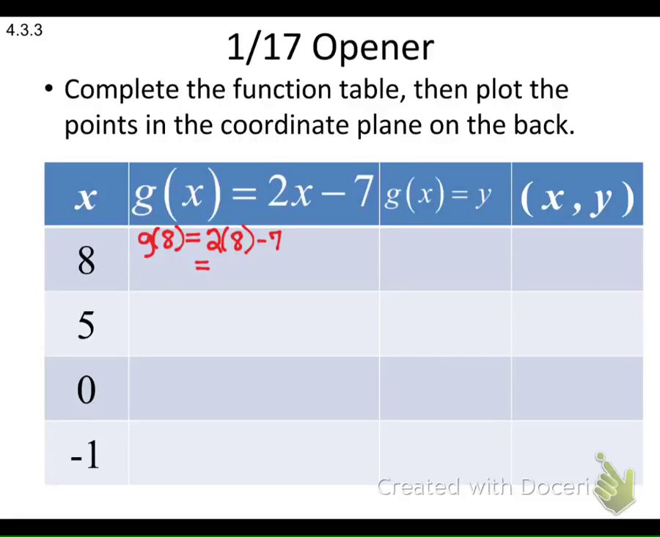2 times 8 is going to be 16. Bring down my minus 7. Then what's 16 minus 7? 9. So when I go to write my y value or my output, because it has the function of, I'm going to put the function of 8 equals 9. And then for my ordered pair, my x value was 8. And then when I solve the function, my y value equals 9.